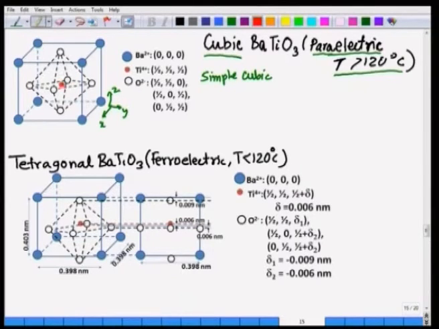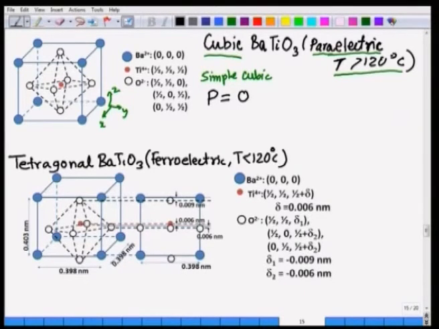So, the center of negative charges due to oxygen is also at half half half, and therefore, the center of positive charge and the center of negative charge are coincident on each other. The consequence is that we will have total polarization equal to 0, because there will be no net dipole moment in a unit cell. Centrosymmetric structure leads to that. So, that is a simple cubic structure.